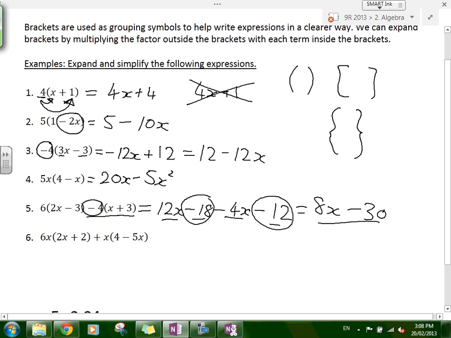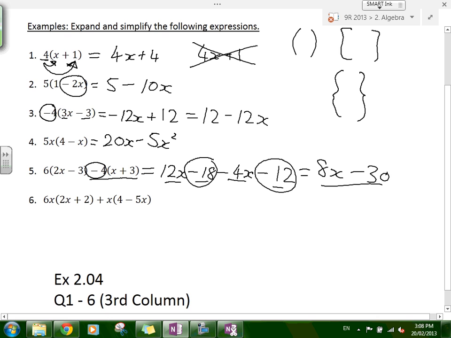The final one, 6x bracket 2x plus 2 plus x bracket 4 minus 5x. First set of brackets. Courtney, could you expand the first set of brackets, please? Yeah, good. 12x squared plus 12x. And then Rebecca, can you do the second set? Yeah. Good. Minus 5x squared. Excellent. And then, finally, Josh, can you simplify this for me?